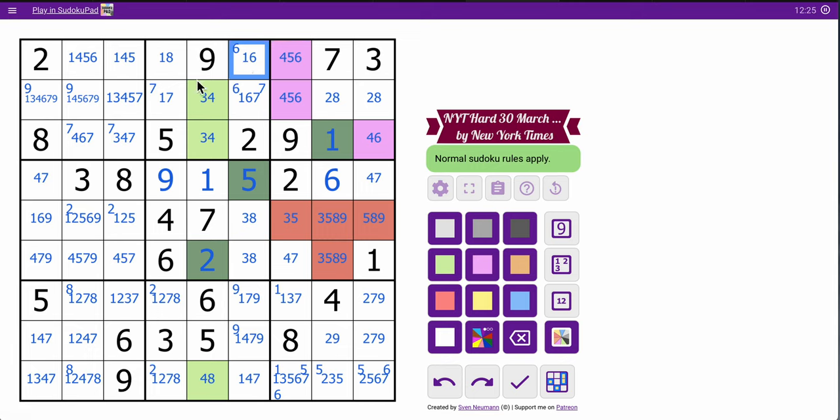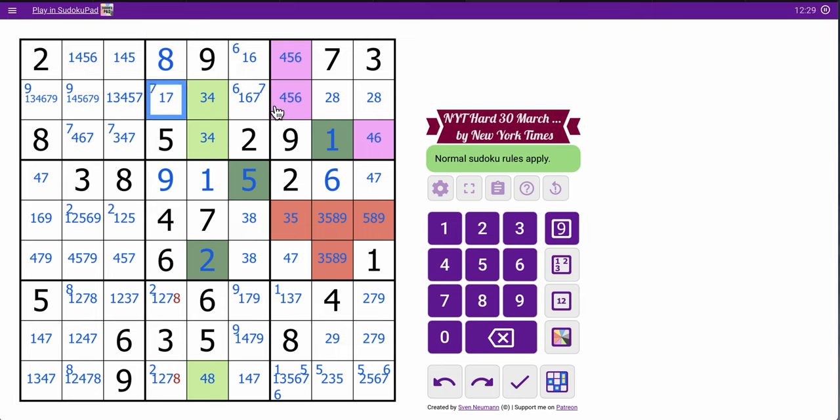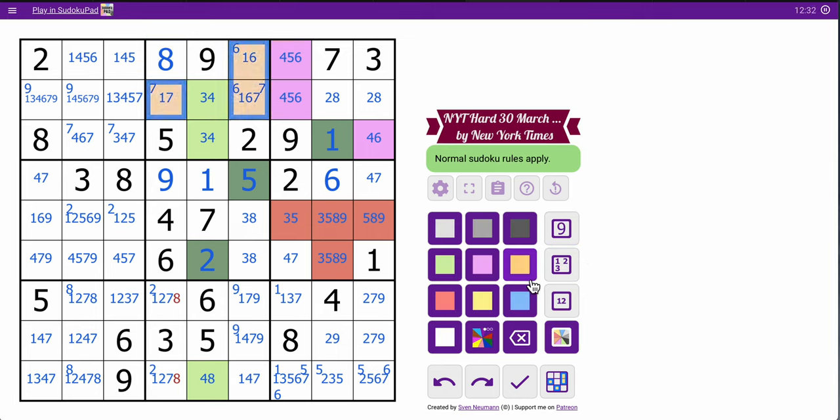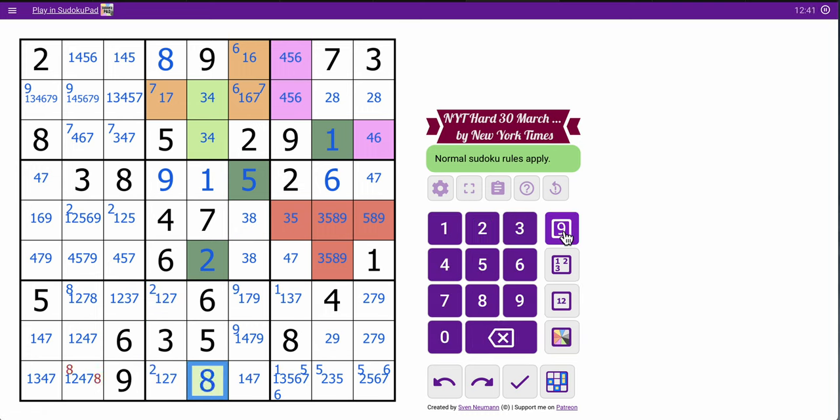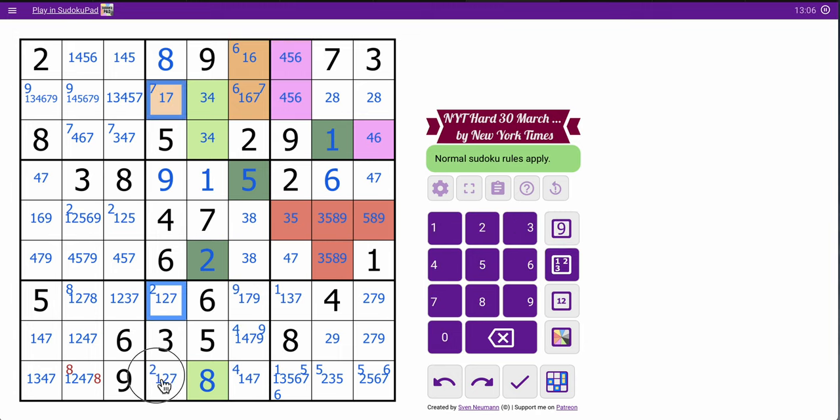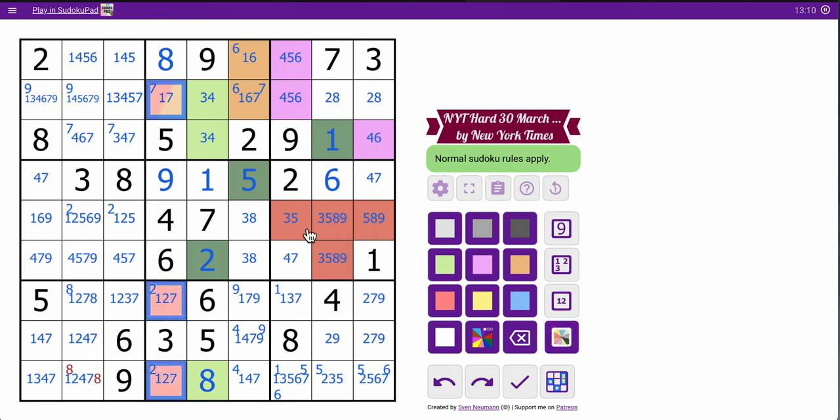So 1, 6, 7, that's a triple, which will place the 8 in box 2. Now I can mark this as a triple. These are not 8, therefore that one is. Oh, 4 has to be in one of those two. This 1, 7 along with that 1, 2, 7, that's left as a triple. Let me mark that.